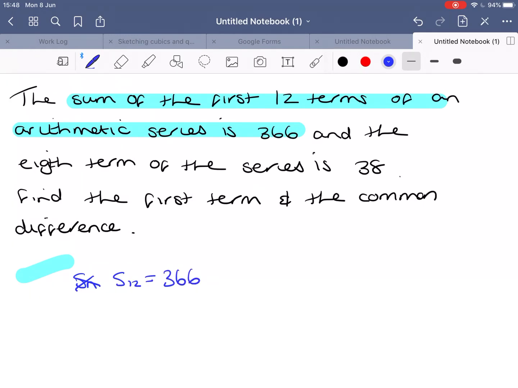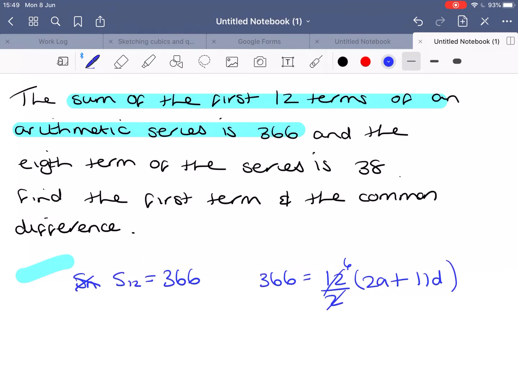So I can write 366 is n over 2, where n, but actually I know what n is, so I don't write n over 2, it's 12 over 2, 2a plus, well, n minus 1 is 11d. Now, I'm going to tidy this up a little bit, because 12 over 2 is 6. And personally, I'd probably divide through by 6 here, rather than expanding that bracket.